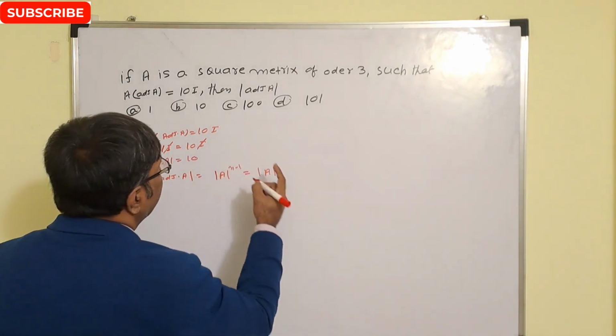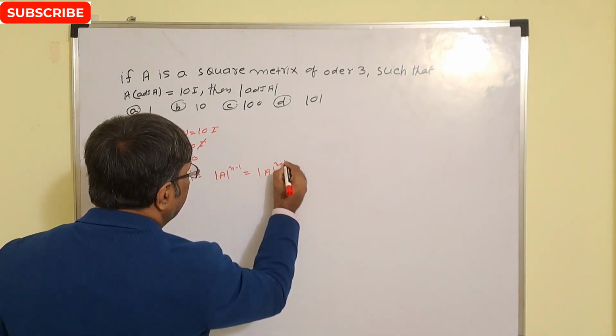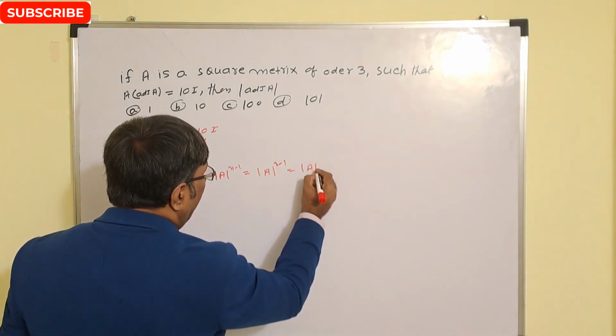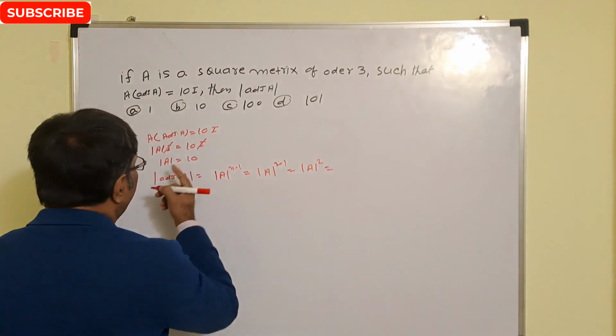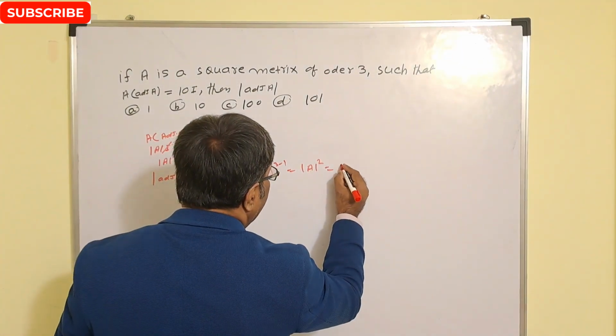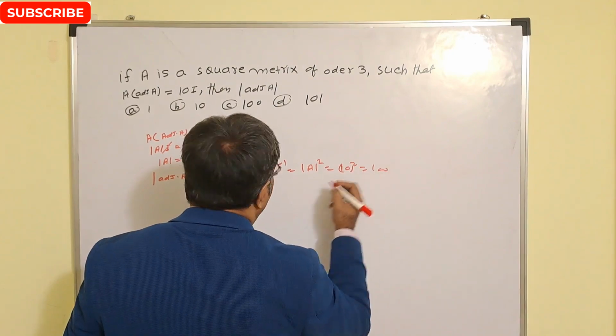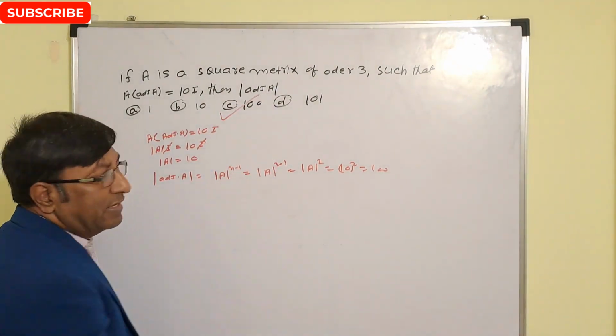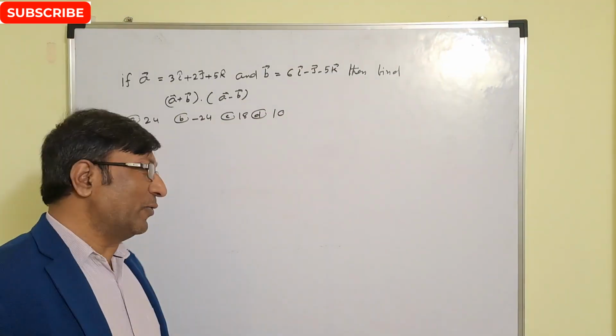So here the order is 3, so this is 3 minus 1, which is 2. So determinant of A to the power 2. Determinant of A is 10. So our correct answer is 10 squared, 100. So 100 is the correct answer. Thank you.